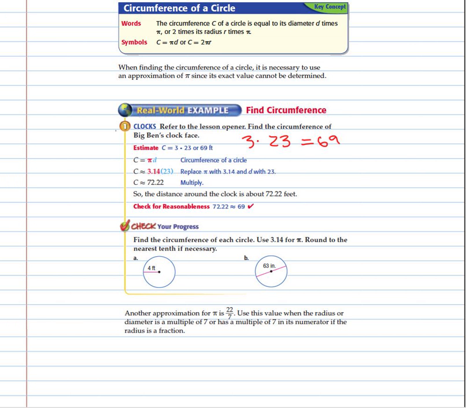We then substitute 3.14 for pi and use 23 again as our diameter. We get 72.22. If we round that to the nearest tenth, that would be 72.2. So the circumference is approximately 72.22 feet. Remember, because pi is not an exact number.